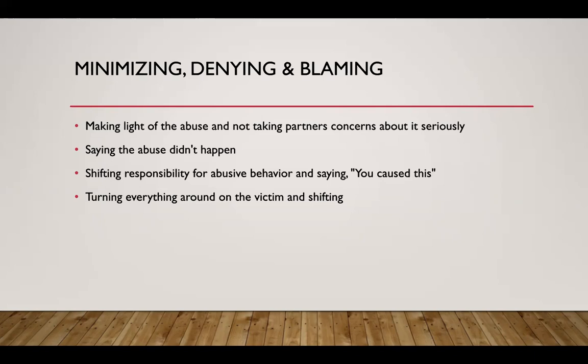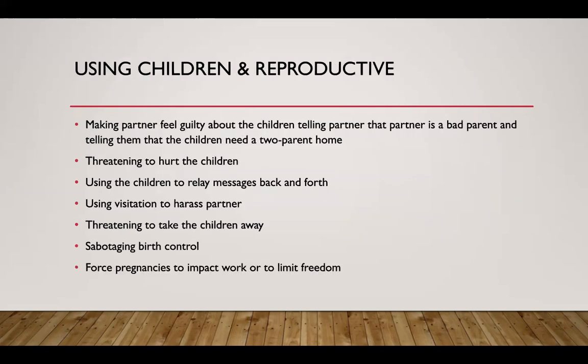So another spoke in our tire is called using children and reproduction. We see both men and women use this tactic, and it is a form of abuse. Not only does it affect the victim, but it affects the children for years to come. So what does this look like in a relationship?